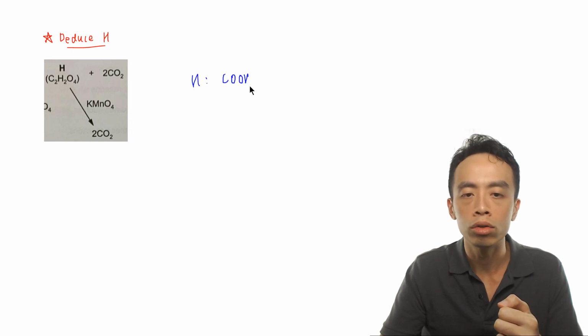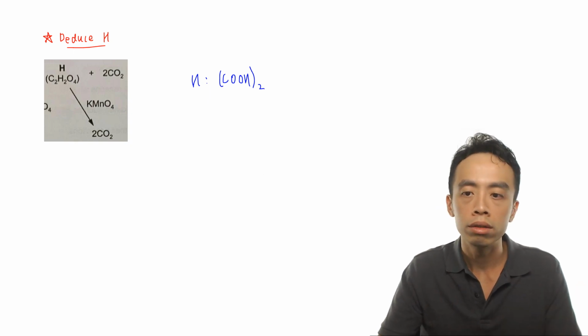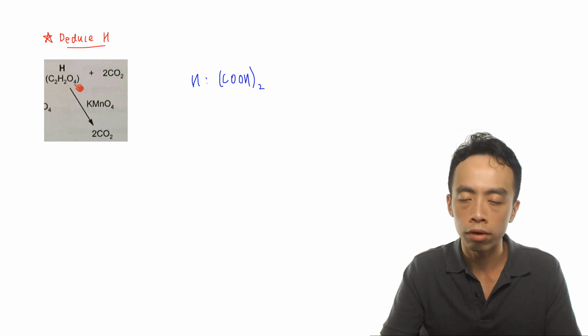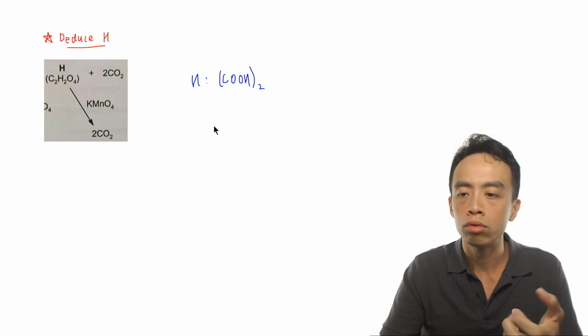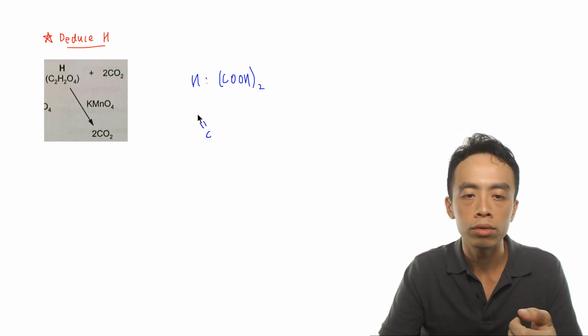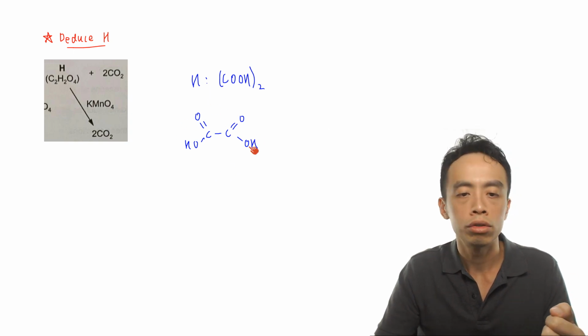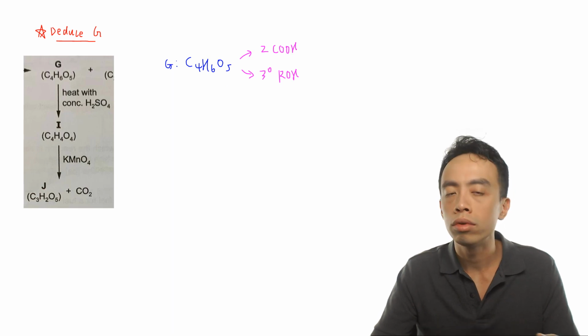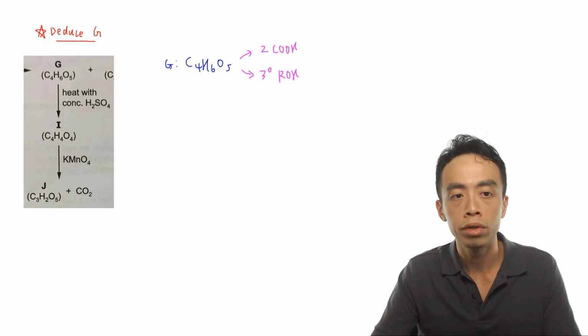This will be an acid group directly bonded to another acid group. I can either write it as COOH bracket 2, or I can write this as H2C2O4, or I can also draw out the structure for this. This will be an acid functional group directly attached to another acid functional group. So the identity for H is determined. It is fairly straightforward. Alright, next what we want to do is identify G, correct?